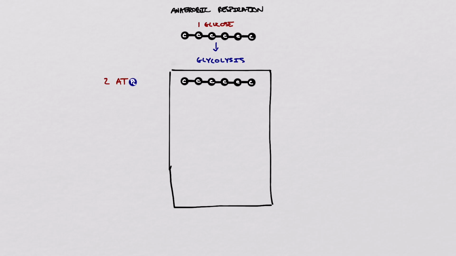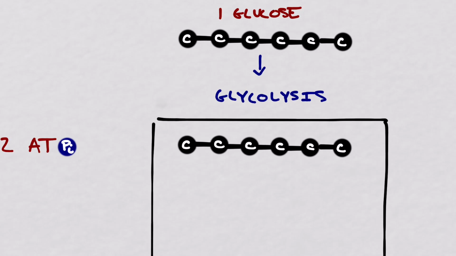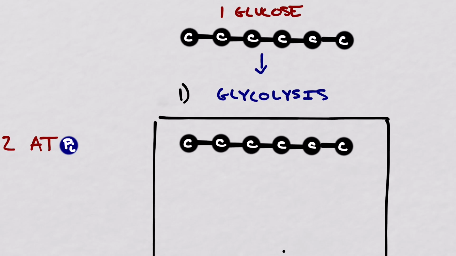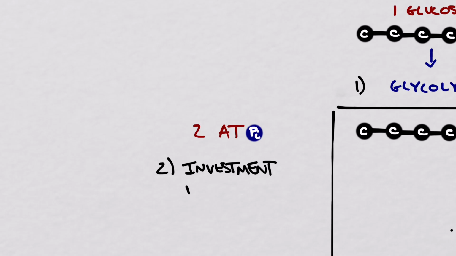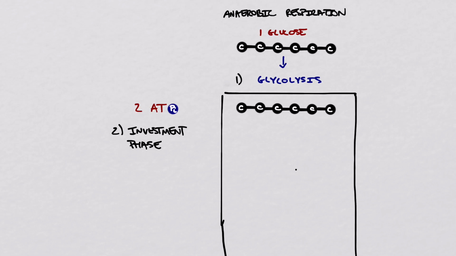You've got your glucose at the top and your ATP on the side. The first step of glycolysis is just entering glycolysis, so let's put a little 1 next to glycolysis here. First step, enter glycolysis. The second step is on this side. This is called the investment phase, because we're actually going to invest 2 ATP in getting this process started.